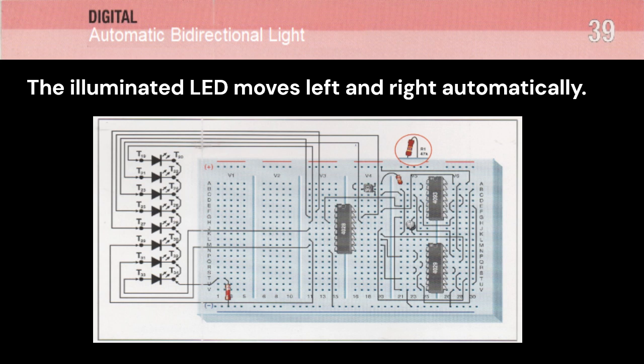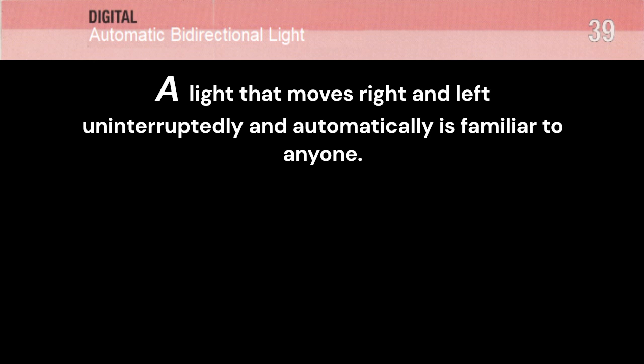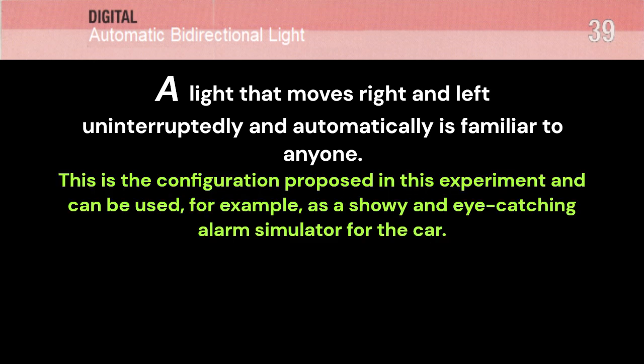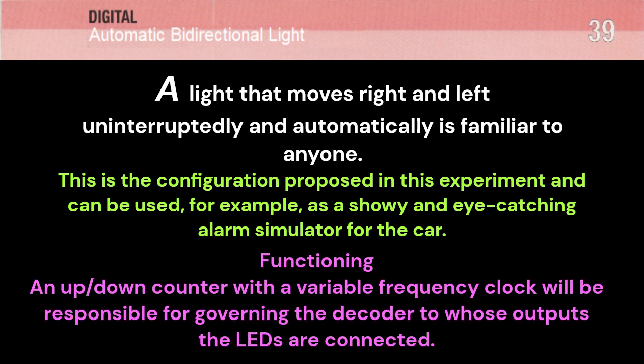The illuminated LED moves left and right automatically. A light that moves right and left uninterruptedly and automatically is familiar to anyone. This is the configuration proposed in this experiment and can be used, for example, as a showy and eye-catching alarm simulator for the car.